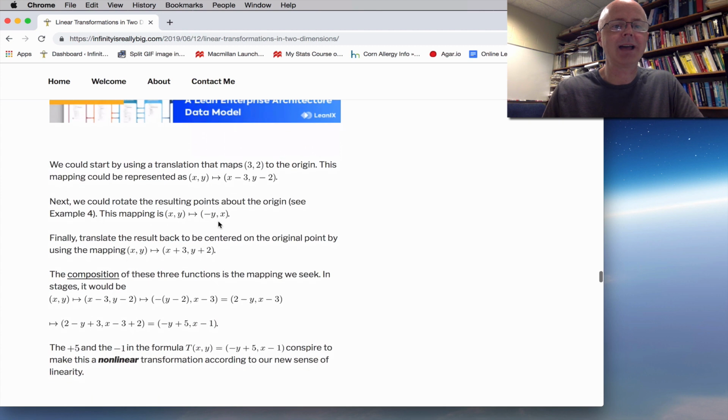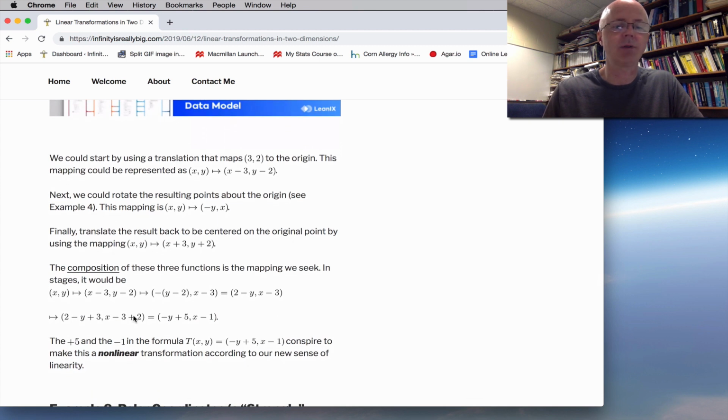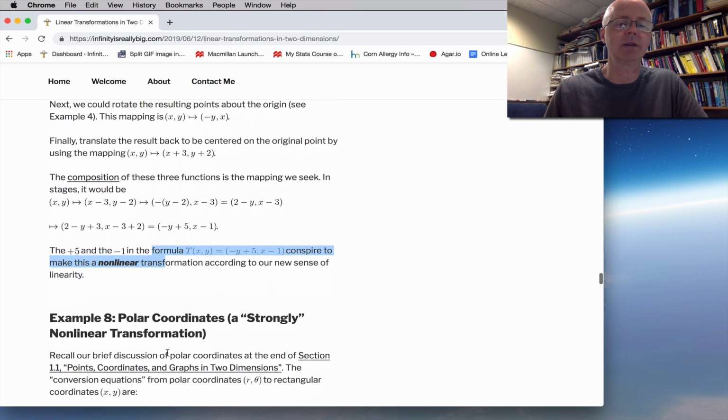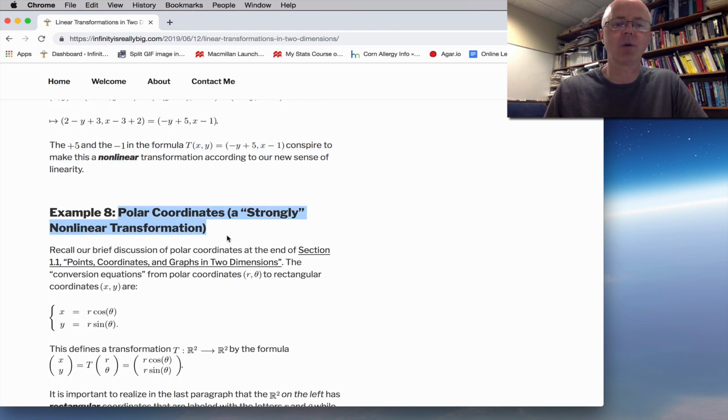Well, this content that I have here is just a way of figuring out the formula for that. Essentially, I translate first to the origin, then rotate by 90 degrees, and then translate back to the original point. The formula ends up being this. And again, the +5 and the -y1 conspire to make this a nonlinear transformation. Okay, so rotation about points that are not the origin ends up being nonlinear according to this new definition of linear. Example 8, polar coordinates.